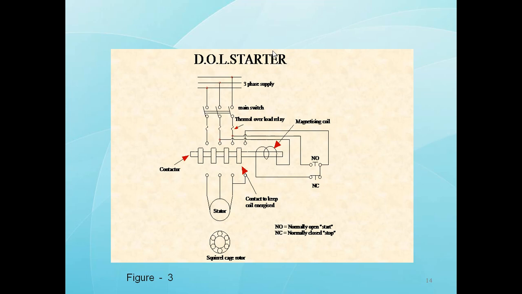It consists of a set of start and stop push buttons. Here I can see NO and NC. NC is normally closed and NO is normally open. So which one is the start and stop button? NO is the start button and NC is the stop button.